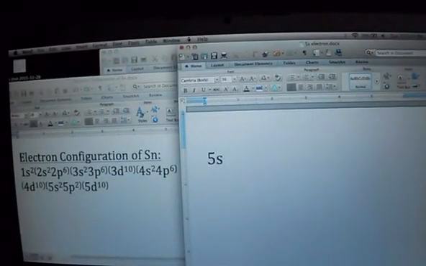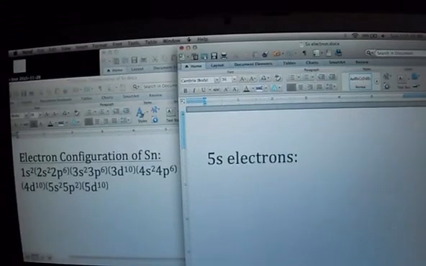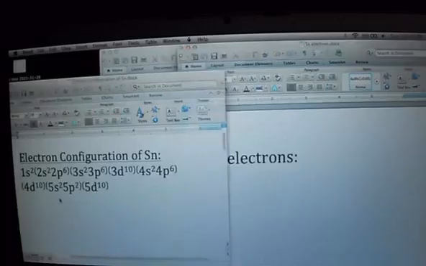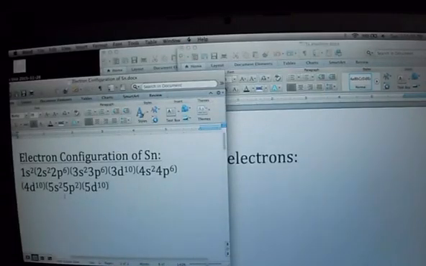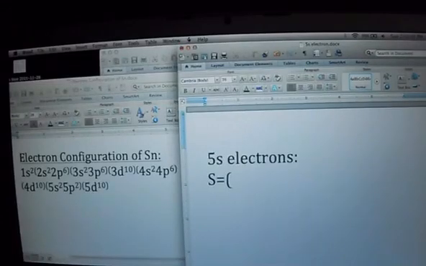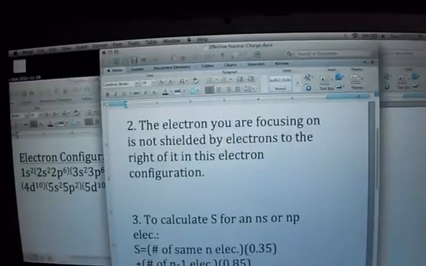Okay, so for the 5s electrons, based on Slater's rule, we look at the number of same n electrons. Again, we don't count these because it's in a group to the right, but we do count these because it's in the same group as the 5s. So the other 5s and then 2 of the 5p, that's 3 in all, electrons of the same n, times 0.35 from here.